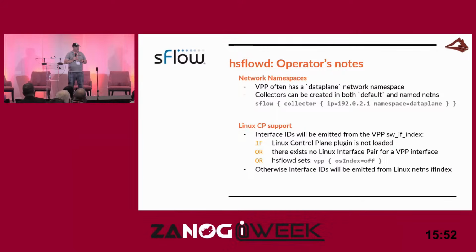I also contributed to Linux control plane support, whole different talk. Interface IDs will be emitted typically with the interface index from VPP, right? Because if you remember, Linux no longer has the network card, so it doesn't have any interface index for it. And if the Linux control plane is loaded, then we'll use its version. If it is not, then we will use the interface ID from VPP itself. And they don't have to be the same number. Those are 2 different namespaces.